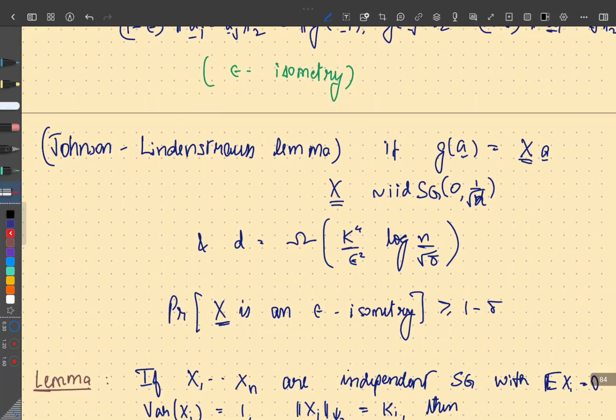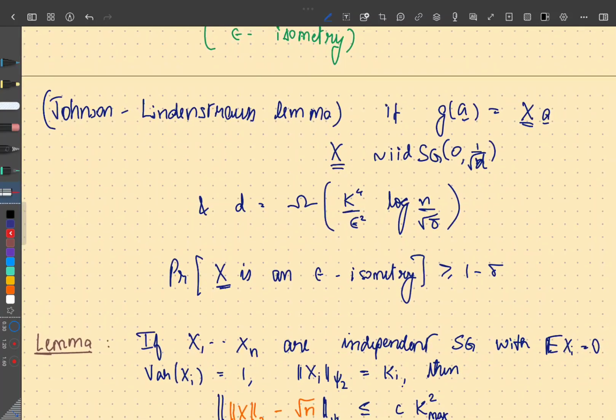The key result that I want to prove is this very celebrated result called the Johnson-Lindenstrauss lemma. It says that we can choose this projection map to be a linear projection. So if we choose the map g of a to be some matrix X times the vector a, the linear map is described by a little d by capital D matrix, where each component is IID sub-Gaussian with certain parameters. We will see that later.